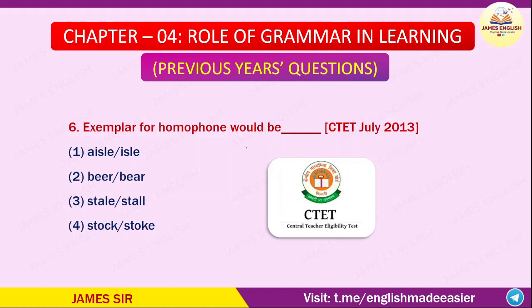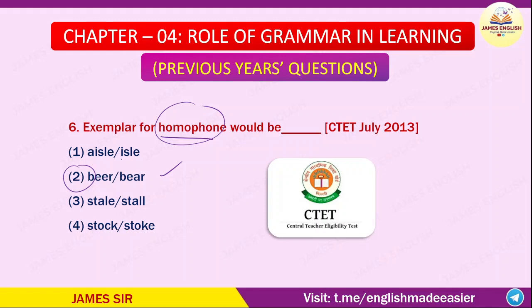Next question. Exemplar for homophone would be: easel, aisle, bear, stale, stock. Here option 2 should be the right answer because we are talking about homophone. Homophone is a word which is pronounced like another word, but it has a different meaning and different spelling.